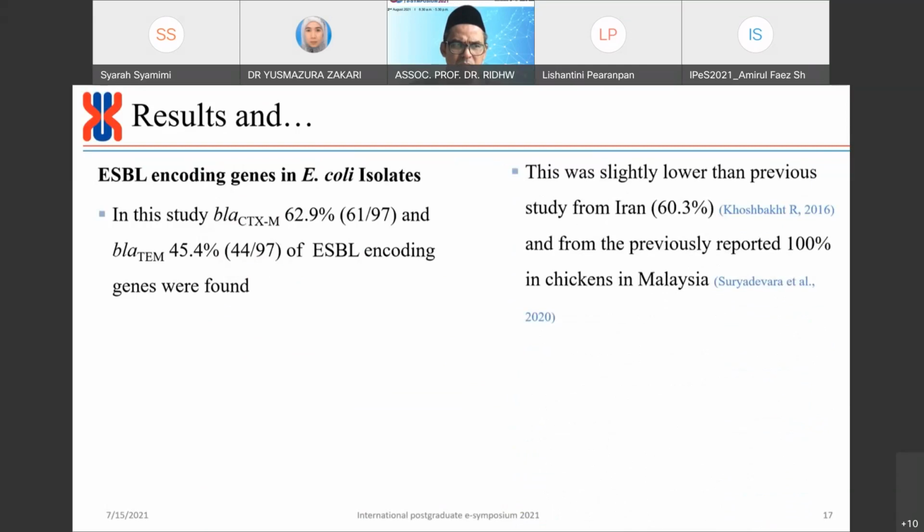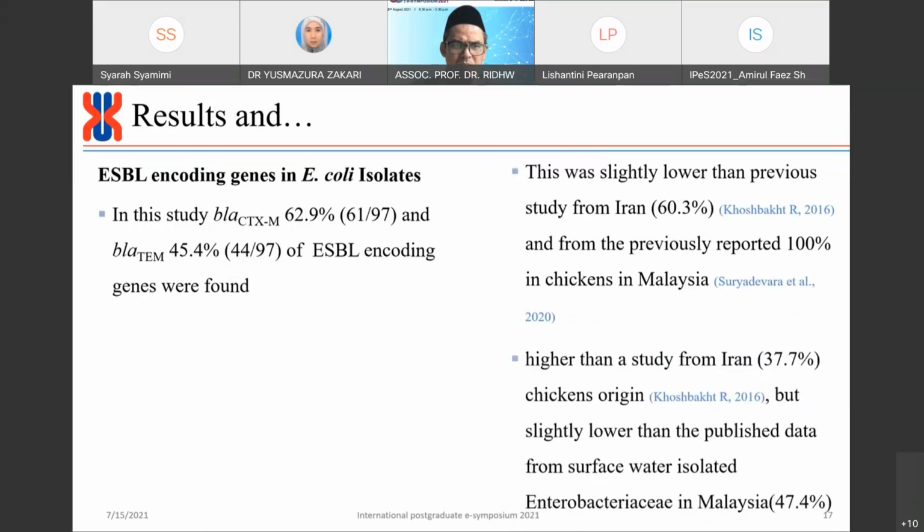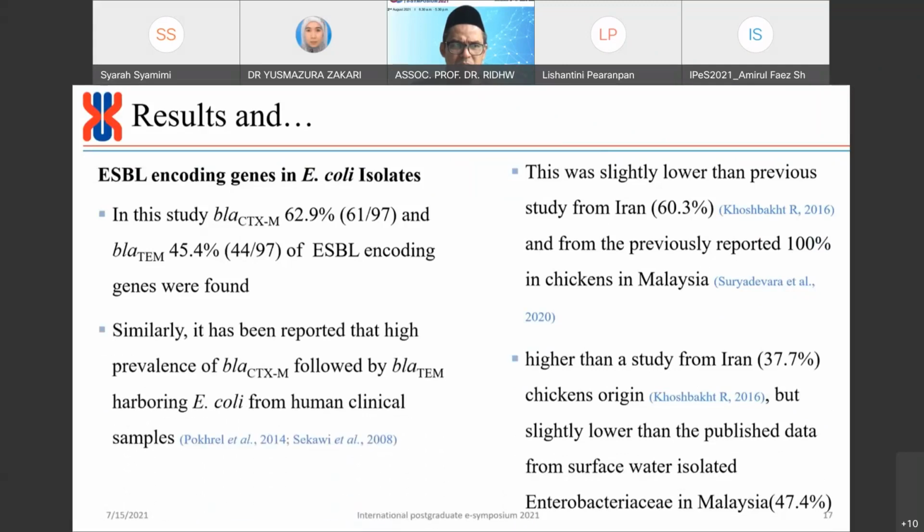And the blaTEM 45.4% was higher than the study from Iran, which is 37.7%, which is of chicken origin, but slightly lower than published data from the surface water isolates of Enterobacteria in Malaysia, which is 47.4%. Similarly, it has been reported that a higher prevalence of blaCTX-M followed by blaTEM harboring E. coli were isolated from human clinical samples.